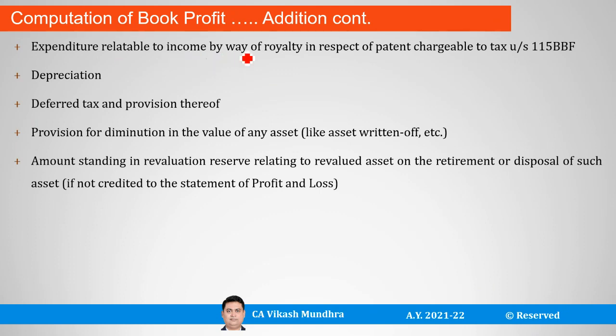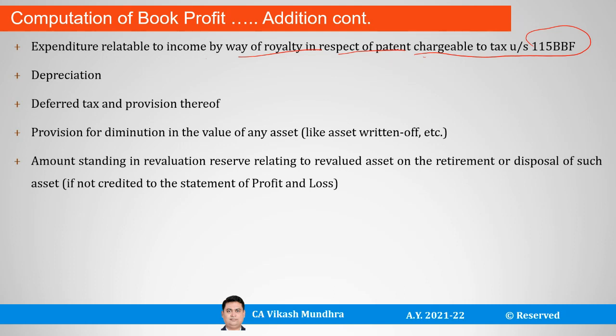Expenditure relatable to income by way of royalty in respect of patent chargeable to tax under section 115BBF. There is a section called 115BBF where royalty from patent is taxable specifically at the rate of 10%. If your PL account contains some expenditure related to earning this type of income, that expenditure is required to be added back. Correspondingly, we will also reduce income.